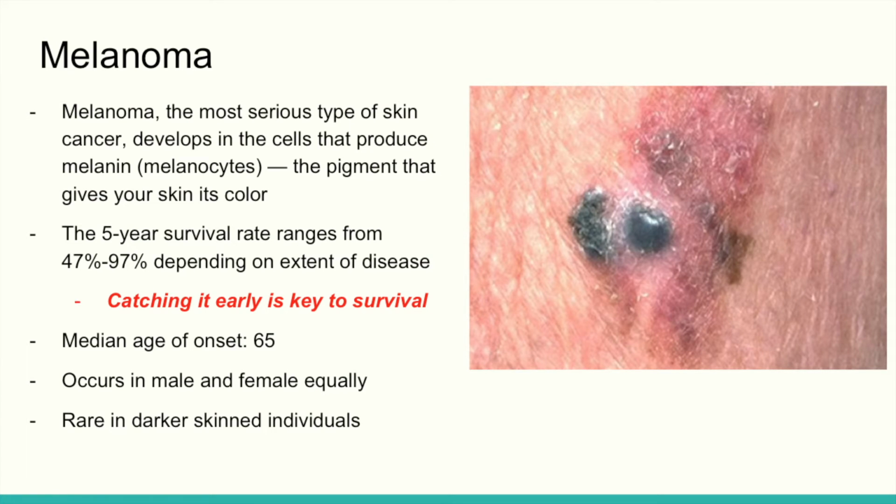So what is melanoma? Melanoma is the most serious type of skin cancer. It develops in the cells that produce the color of the skin, or the melanin, and those cells are called melanocytes. Their 5-year survival range is from 50 to 100%, depending upon the extent of the disease. And catching this early is key to survival. The problem with melanoma is that it becomes metastatic very quickly, and when it is metastatic, it's invariably fatal. So catching it early, before it becomes metastatic, allows a physician to cut it off the body. And if you cut it off the body, you can get rid of it.